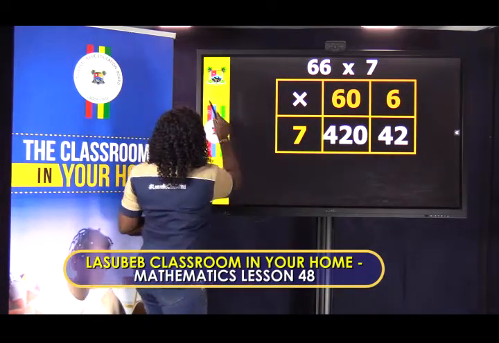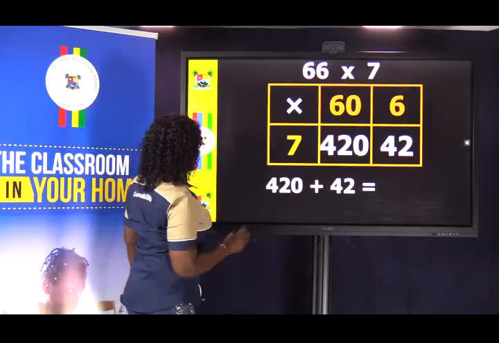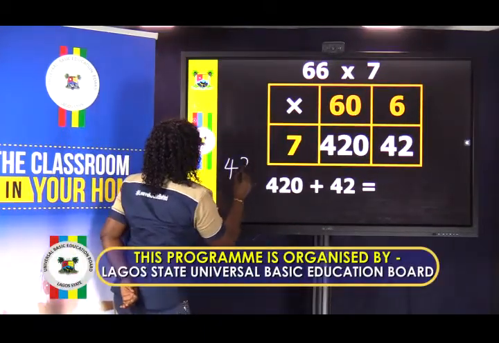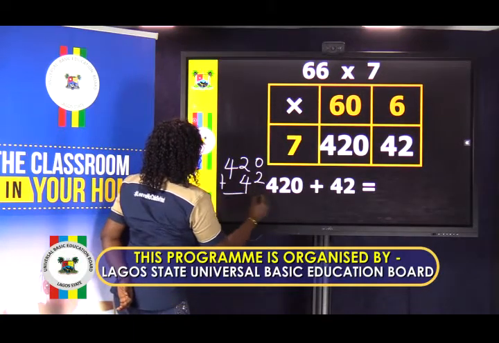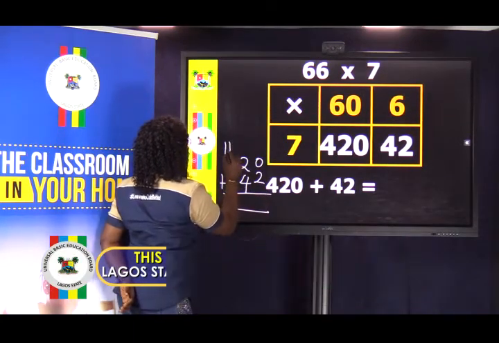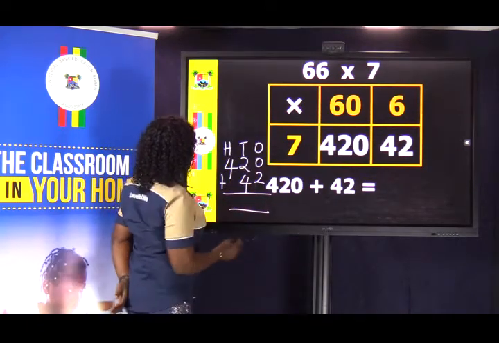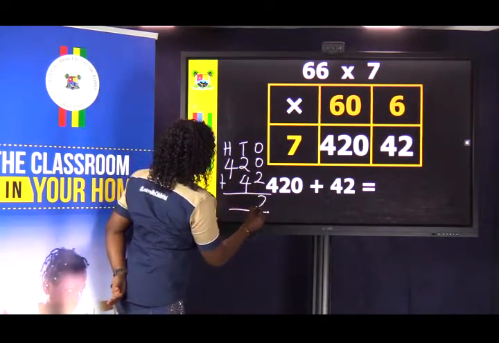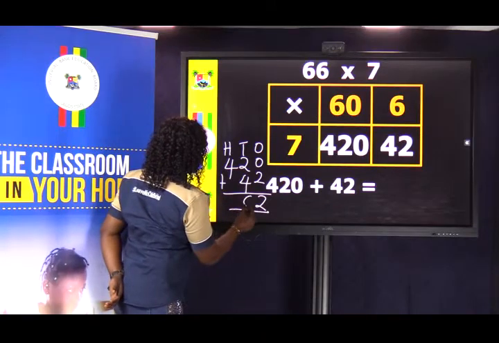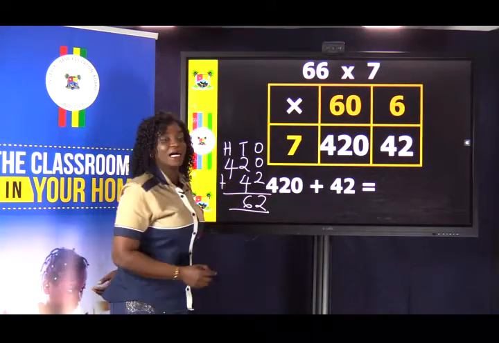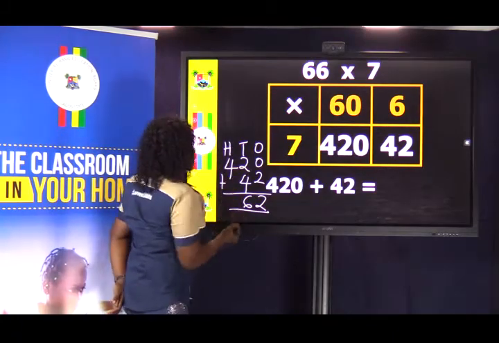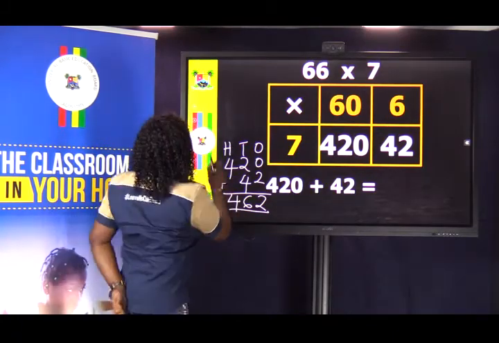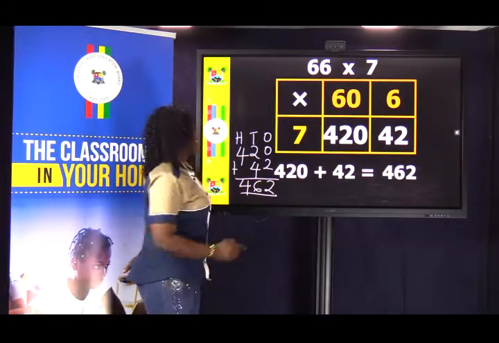Yes. So you are not done yet. Grab my pen. We have 420 plus 42. Remember, hundreds, tens, and ones column. 0 plus 2 is 2. 4 plus 2 is 6. And 4 under hundreds has only one number, that is 4. 4 plus nothing is 4. So we have 462.